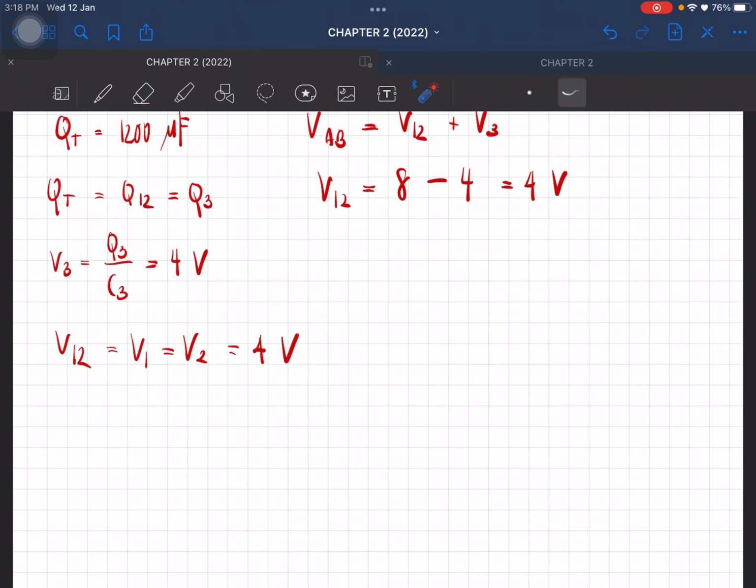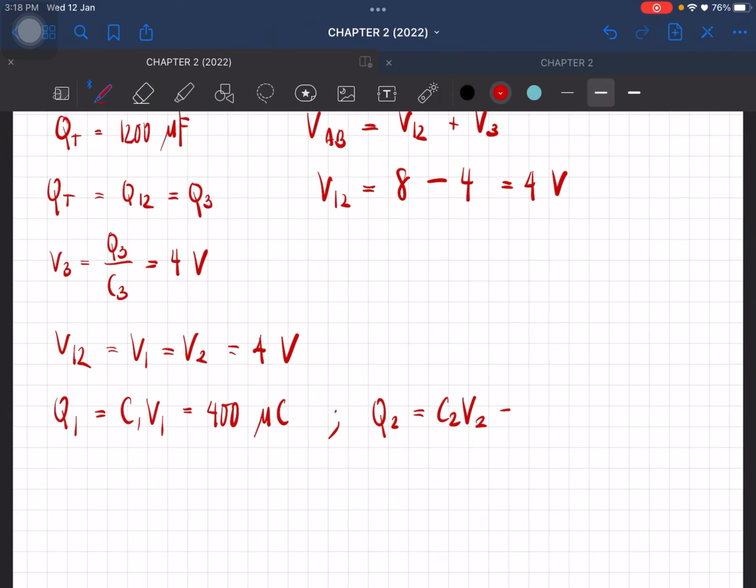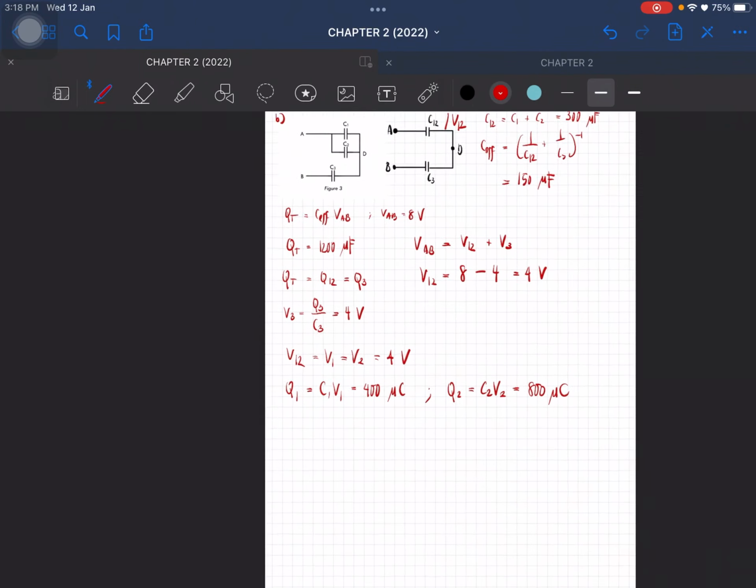So we already have the voltage and we already have the capacitance. We can then calculate the charge across capacitors 1 and 2. This is just C1 V1, which is equal to 400 microcoulomb, and then Q2 is the same, which is C2 V2. So you'll get 800 microcoulomb, sorry. Okay, so that is the solution for Roman 1.